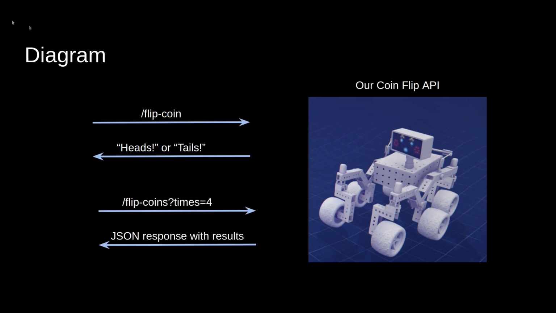let's take a look at the quick diagram of what we're going to build for this coin flip API. So we're going to make two endpoints. The first one's flip coin, and then it should just respond with a heads or tails simple string response. And then we'll make another endpoint, which is pretty much the plural, flip coins, and separated by this question mark is a parameter, and we'll just call it times. We'll interpret the times on our API, and then we will respond with JSON instead of just a string value, just so we can be more official.